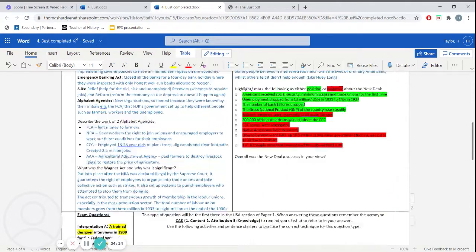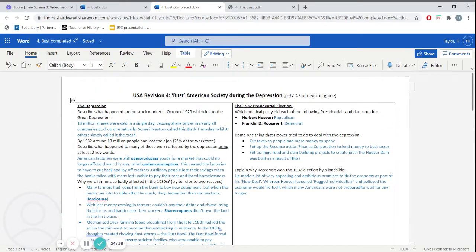Okay, so that's everything for this question. So hopefully that helps you a little bit with this section, the American society during the Great Depression. Hopefully most of your answers were already right anyway. And you're now ready to move on to your next topic next week.